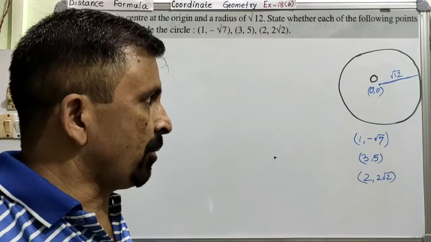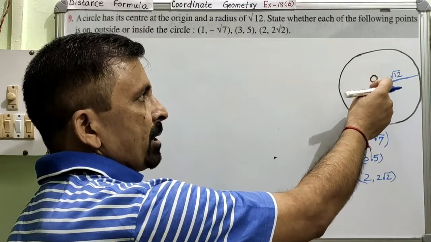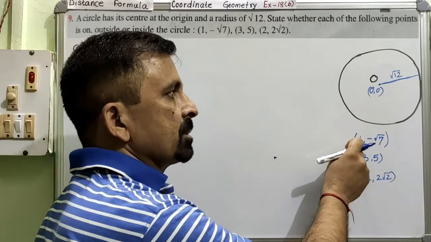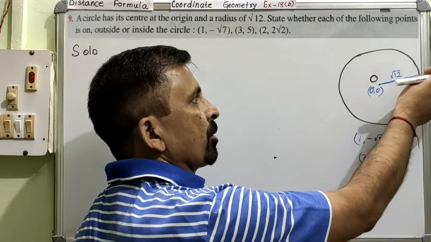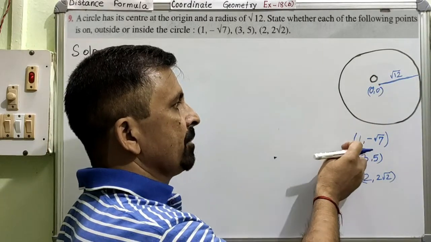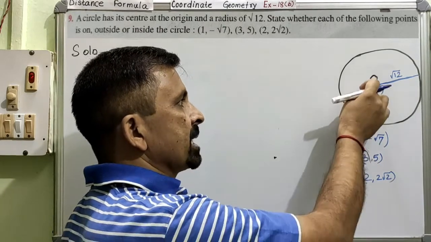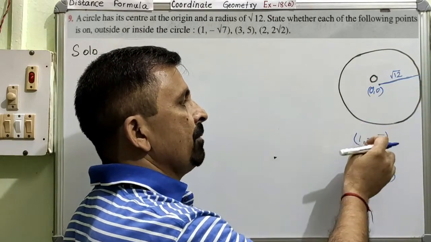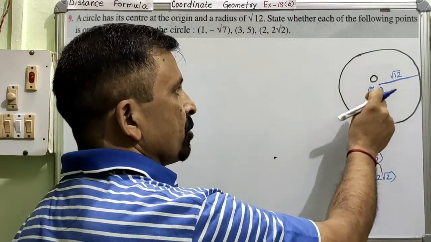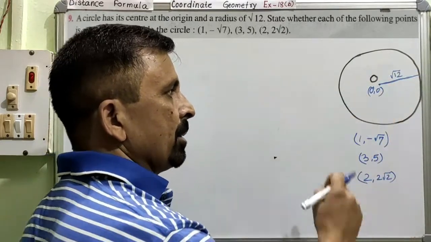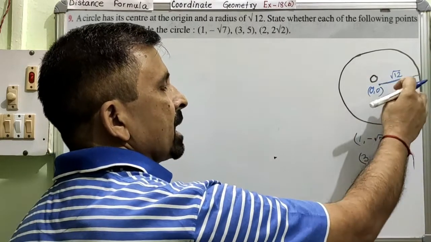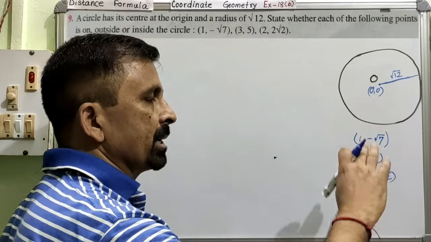Is the question very clear? We already know the coordinate of one point, the origin, and the other point's coordinate is given. So to know where this point is, I can find the distance between O and this point. If the distance between these 2 points is equal to root 12, the point is on the circle. If the distance is less than root 12, the point is inside the circle. And if the distance is more than root 12, the point is outside the circle.